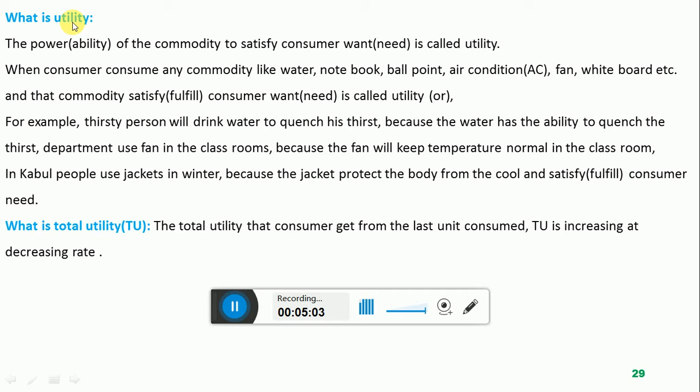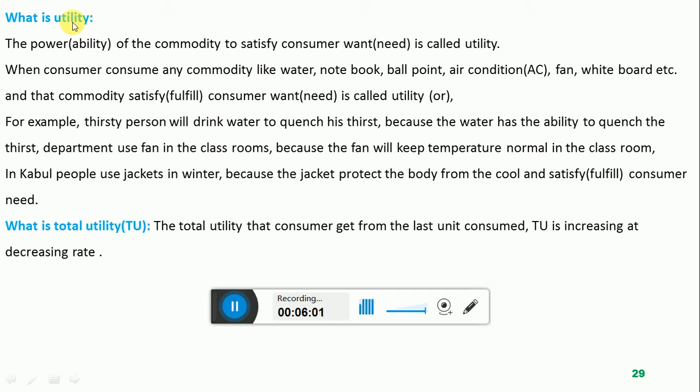So the ability or the power of the goods and services to fulfill the need of the consumer, that fulfillment of need is called utility or satisfaction of the commodity. For example, one individual is thirsty. So he needs water. Water is the commodity. Why? Because this water has the power to quench his thirst. Water has the power to satisfy him. When the consumer drinks a glass of water, he will be satisfied. So water provides him satisfaction. This satisfaction is called utility. So that is why we define utility as the ability or the power of any commodity to satisfy human wants, to satisfy human needs, to fulfill human needs.